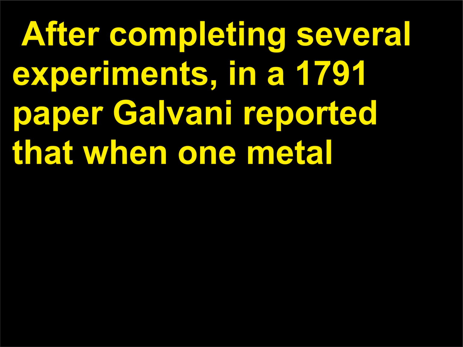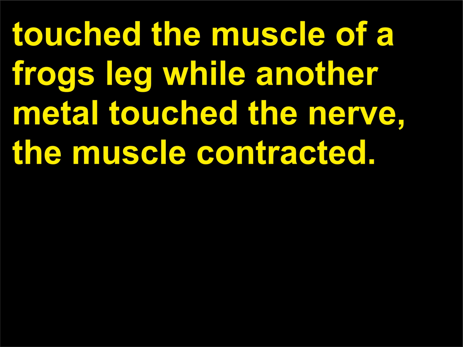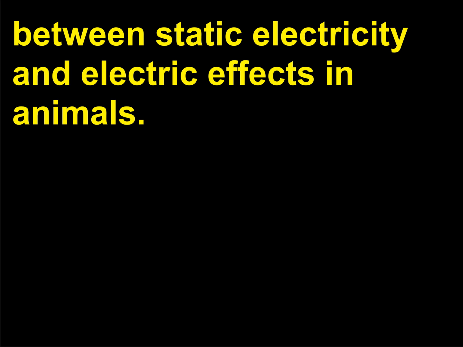After completing several experiments, in a 1791 paper, Galvani reported that when one metal touched the muscle of a frog's leg while another metal touched the nerve, the muscle contracted. Thus Galvani helped to show that there was a connection between static electricity and electric effects in animals.